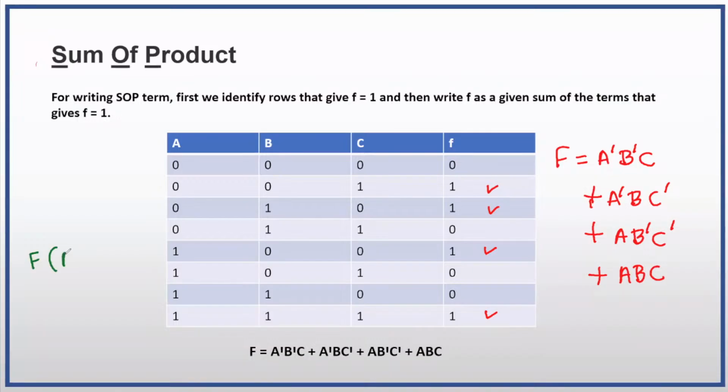F of A, B, C, three inputs, is equal to sigma 1, 3, 4, 6, 7. So now you can write the answer and keep it in the chat box. Or if any one of you do not get this, please let me know.